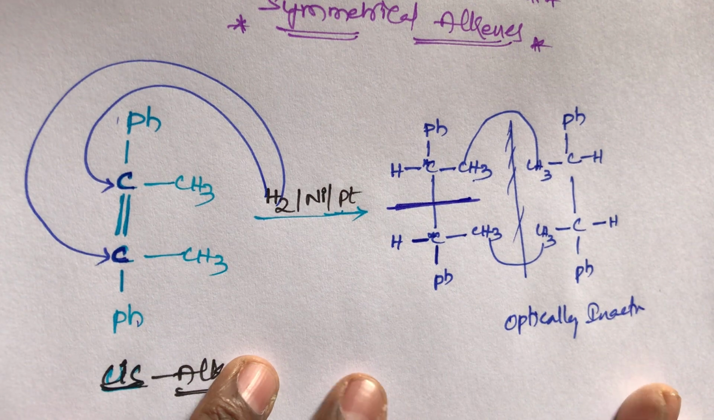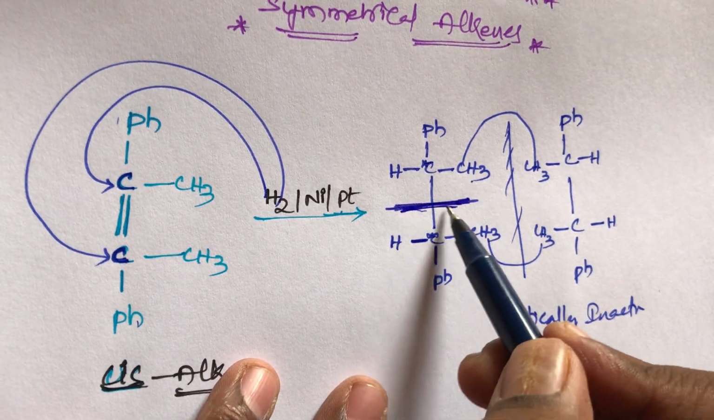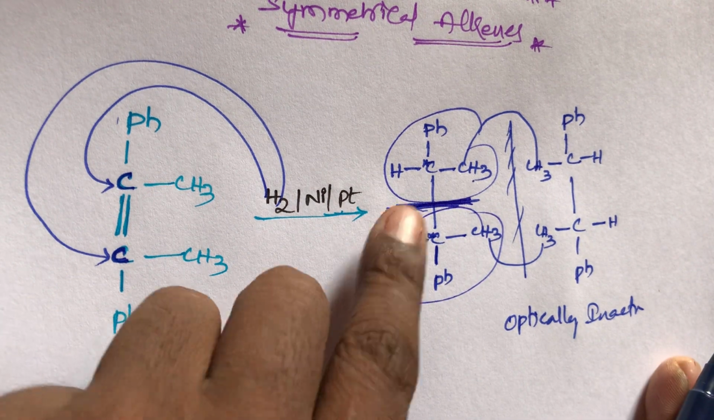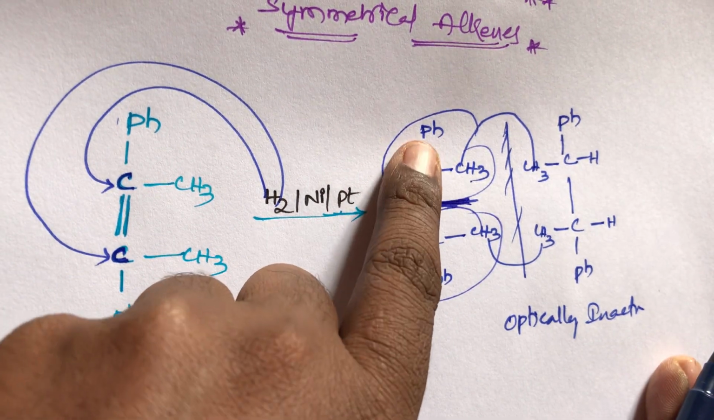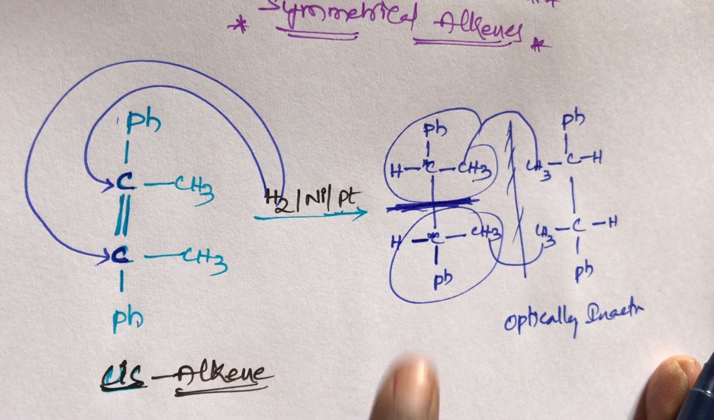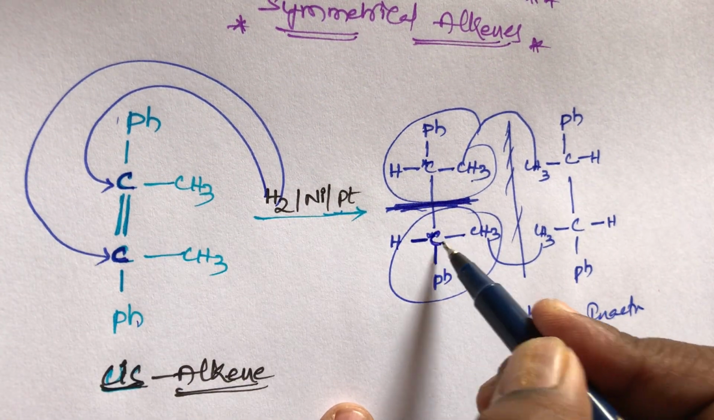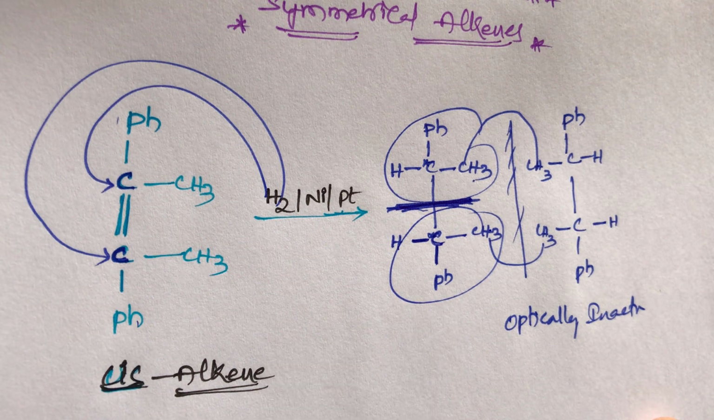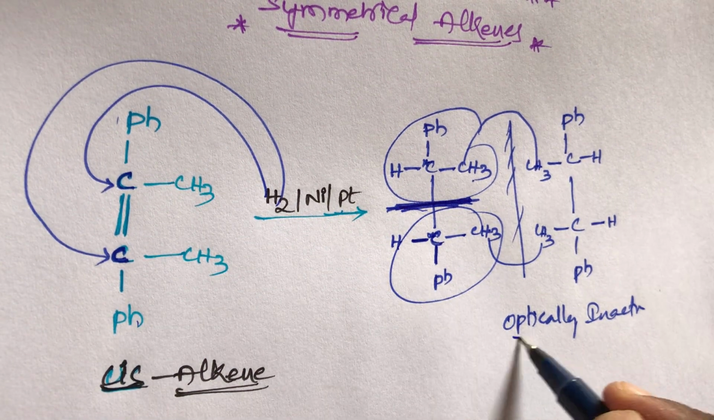Plane of symmetry means if you cut the compound into two halves, one above the plane and one below the plane, both are the same. Above the plane the carbon has a phenyl group, hydrogen, and a CH3 group, and below the plane here also the same thing: carbon having hydrogen, methyl, phenyl. So this is a plane of symmetry. This compound exhibits a plane of symmetry, so that's why it is optically inactive.